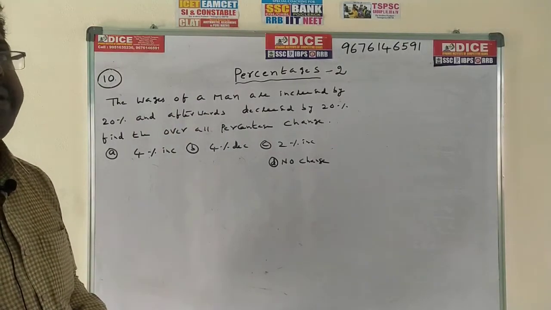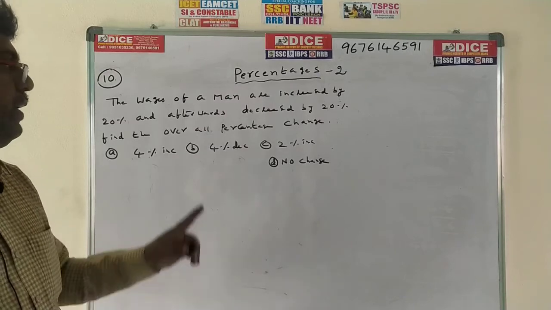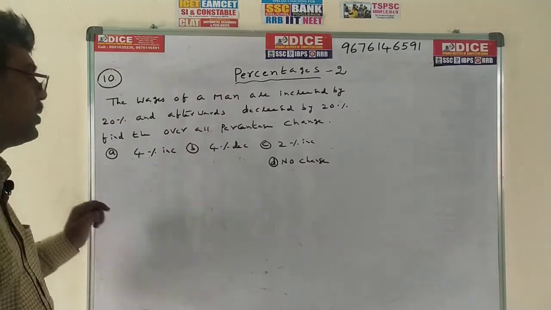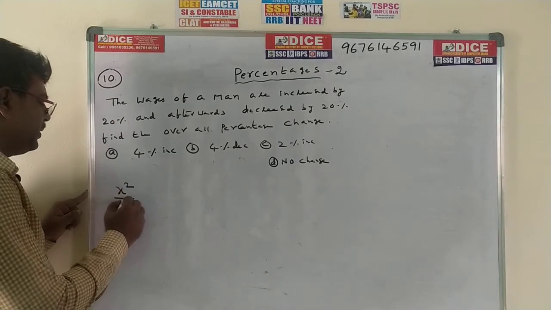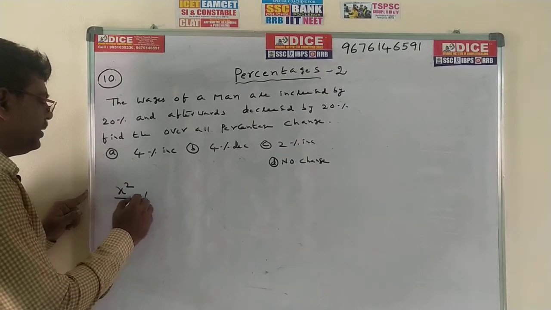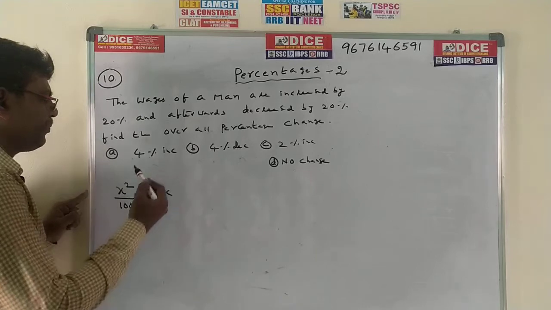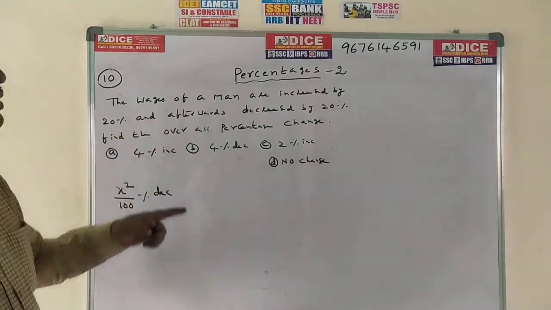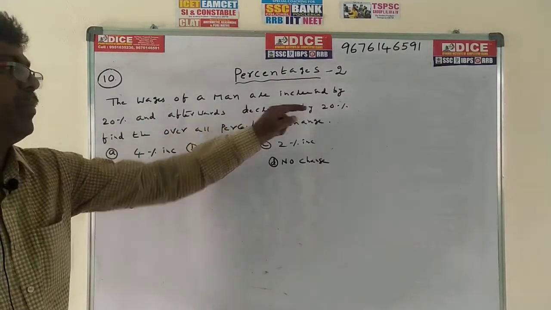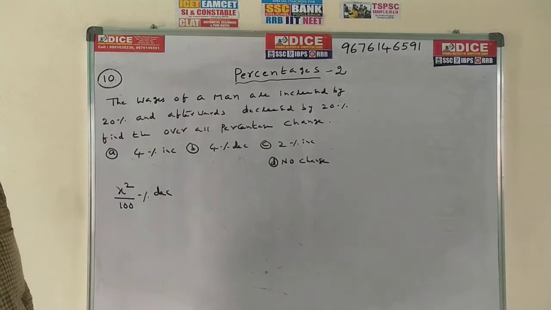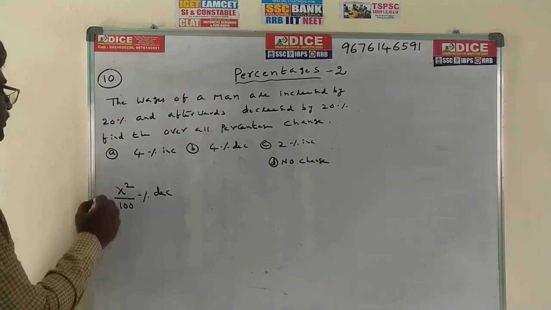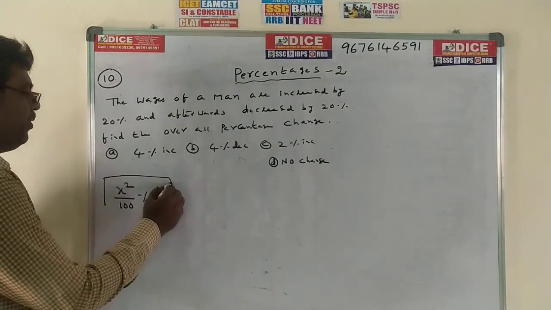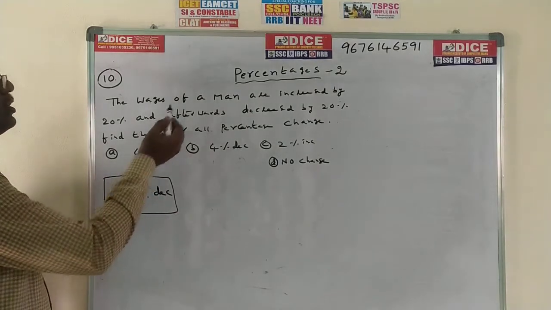Whenever the increased value and decreased value are the same, you can use the shortcut formula: x square by 100 percent, always a decrease. Whenever the increased value 20% and decreased value 20% are the same, use the formula x square by 100%, always decrease. This is the formula. Here x means 20.